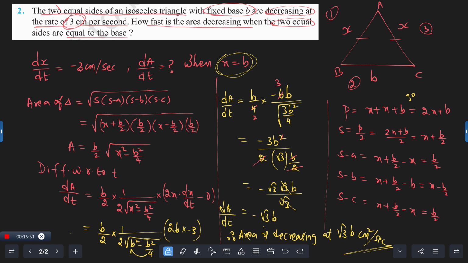Do it fast. This is either 2 mark or 3 mark they will be asking. Be careful.